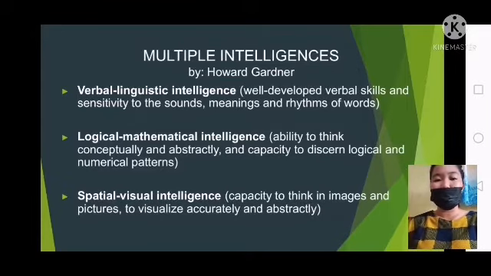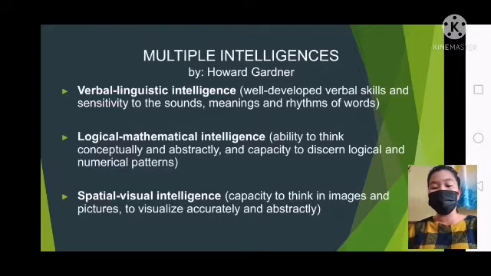Multiple Intelligences by Howard Gardner. There are many multiple intelligences by Howard Gardner. The first one is verbal-linguistic intelligence: well-developed verbal skills and sensitivity to the sounds, meanings, and rhythms of words. The next one is logical-mathematical intelligence: the ability to think conceptually and abstractly and the capacity to discern logical and numerical patterns. Spatial-visual intelligence: the capacity to think in images and pictures, to visualize accurately and abstractly.